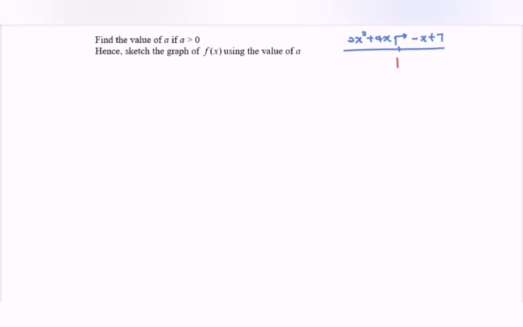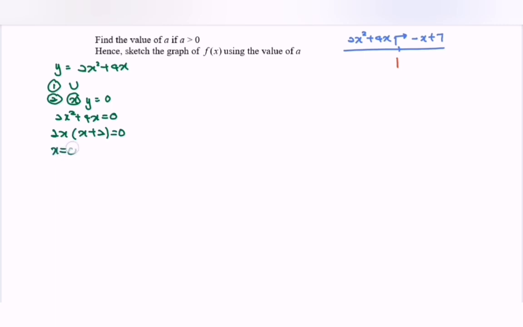So now we are going to sketch the graph. Focus on the left-hand side, where we have 2x squared plus 4x. Step number 1, we have the U shape. Second step, find the x-intercept when y equals 0. So 2x squared plus 4x equals 0, so 2x(x plus 2) equals 0. So x equals 0, x equals negative 2. So we have the x-intercepts (0, 0) and (negative 2, 0).